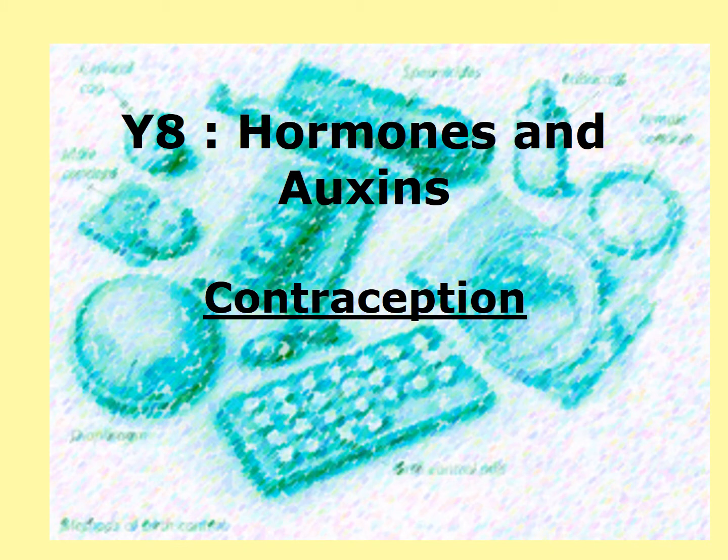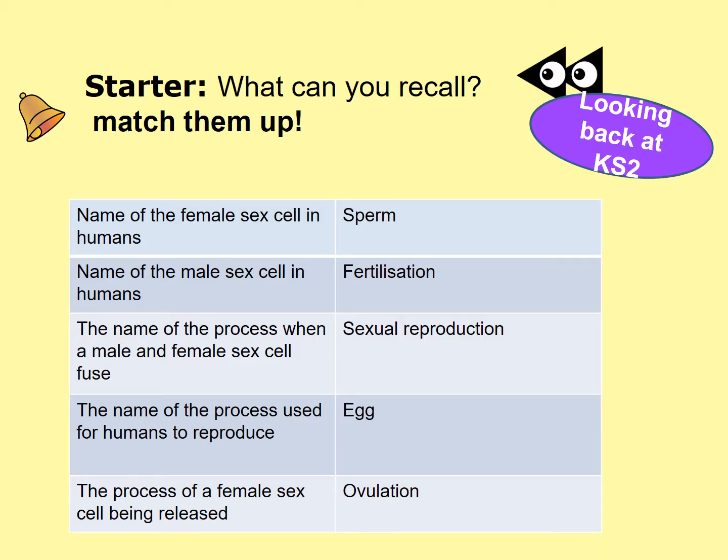So today's Year 8 lesson is about hormones and auxins section, and it's a section on contraception. Just as a starter to get us thinking, looking back at what we knew from Key Stage 2, these are some key terms to do with sexual reproduction and the meanings of them. I'm going to give you 2 minutes to write down each of the key terms and next to it say what it actually means. So we're matching up the name of the female sex cell in humans with what its actual name is. 2 minutes, off you go.